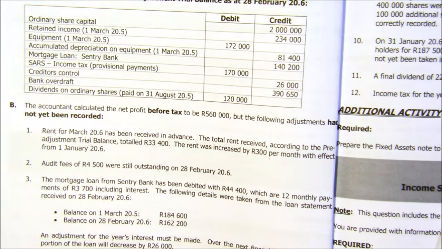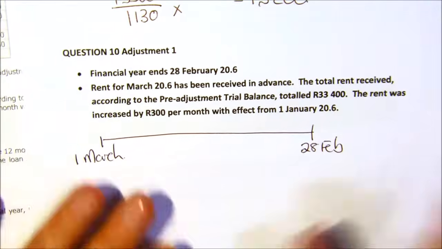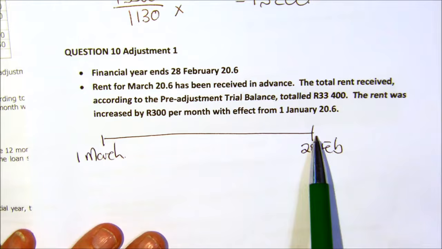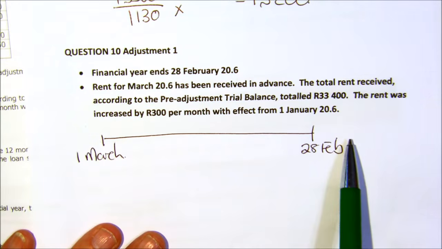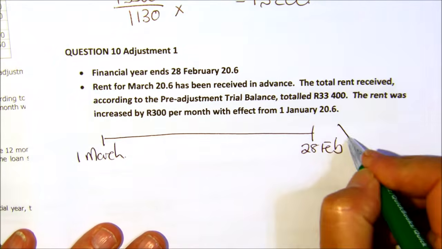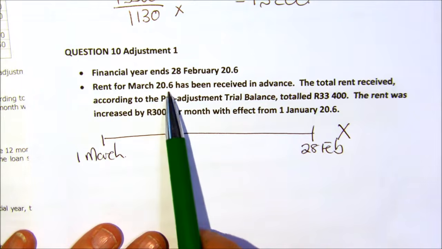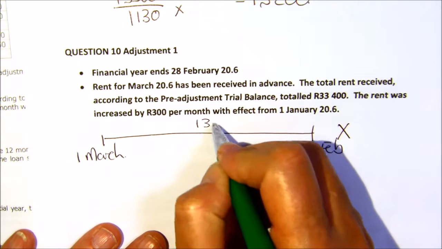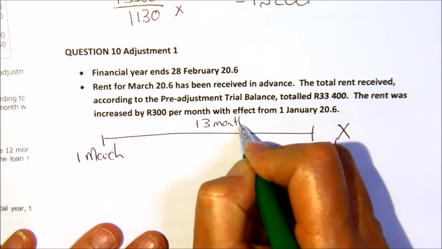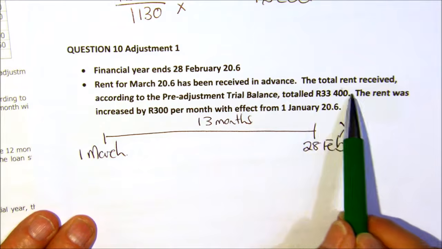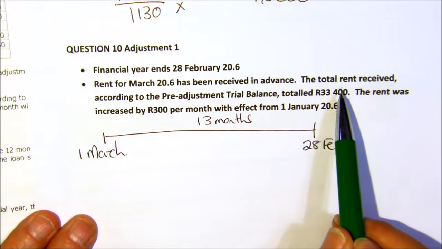So how are we going to solve this? Let's have a look here now. So there's the information there. Your year is running from the 1st of March to the 28th of February. Very important that you sort out the day. Now you've already received March's. It's been received for March in advance. So you have actually received 13 months rent. So this 33,400 is 13 months rent.